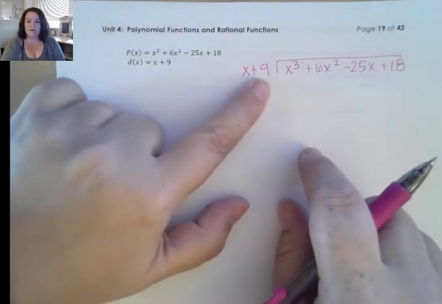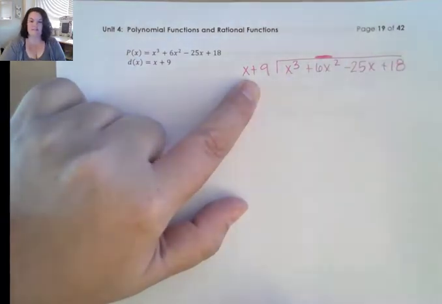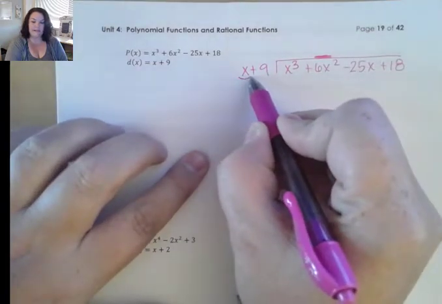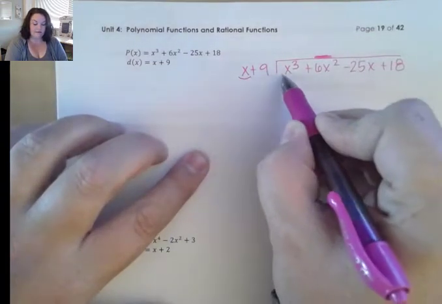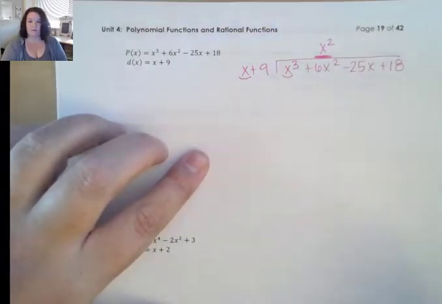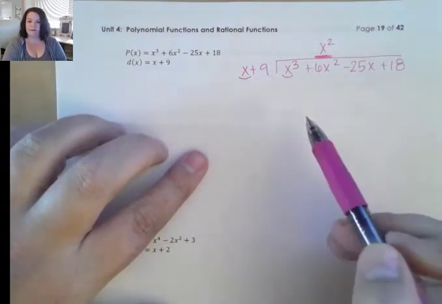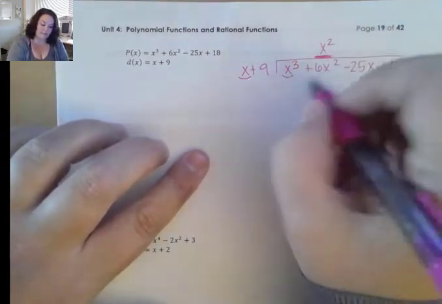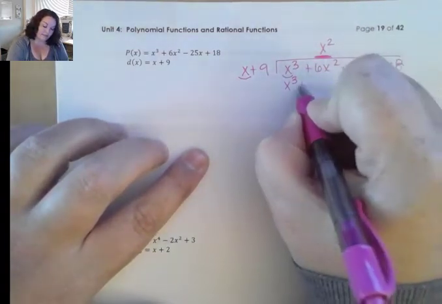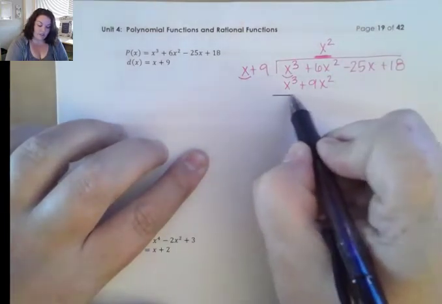I have 2 terms out front, so I'm going to scoot over 2 terms and write my answer above the 6x squared. And I look at what do I need to multiply my leading term x by to make it look like x cubed. Well, I would have to multiply by a positive x squared. So I'm going to take that x squared and multiply it by both terms of my divisor. So x squared times x is x cubed. x squared times 9 is a positive 9x squared. And then I draw my line, change my sign.